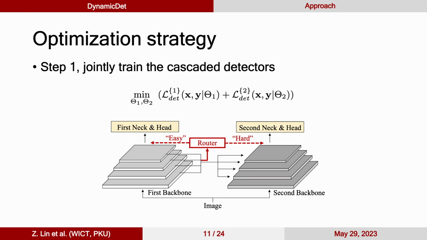To train our dynamic detectors well, we introduce a hyperparameter-free optimization strategy here. Firstly, we jointly train the cascaded detectors, and the training objective is here. X and Y denote the input image and the ground truth respectively. Theta_i denotes the learnable parameters of the detector i, and L_i denotes the training loss for detector i, for example, the sum of bounding box regression loss and the classification loss.